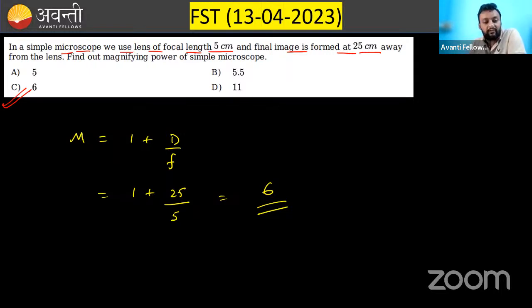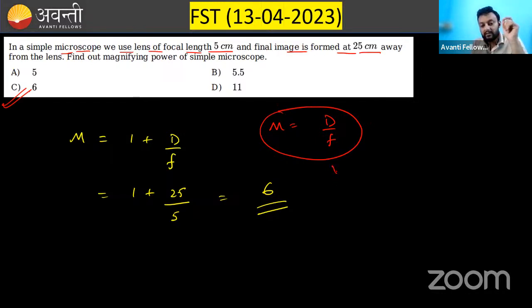If the question says that final image is formed at infinity, then it will be the relaxed eye situation. And in that case, magnifying power is equals to d by f only. Magnifying power is d by f when image is at infinity. This is called relaxed eye. I think you should remember this as well.